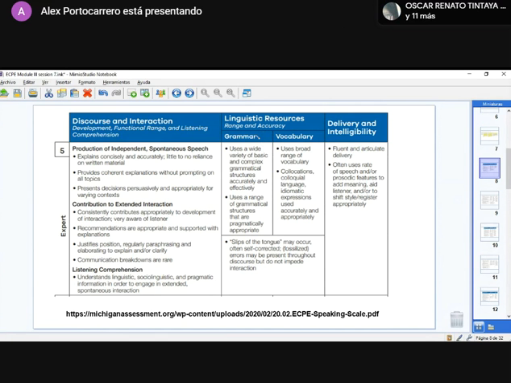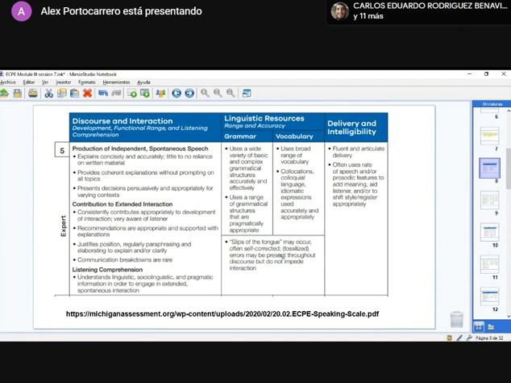When it comes to linguistic resources, range and accuracy for grammar: he uses a wide variety of basic and complex grammatical structures accurately and effectively, and uses a range of grammatical structures that are pragmatically appropriate. Vocabulary: broad range of vocabulary, collocations, colloquial language, thematic expressions, used accurately and appropriately.